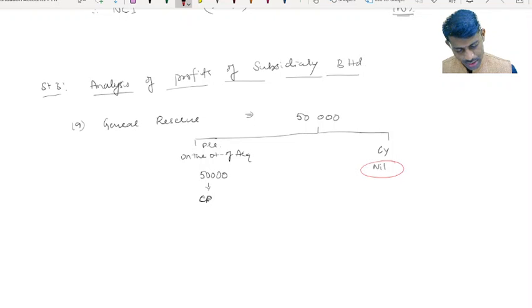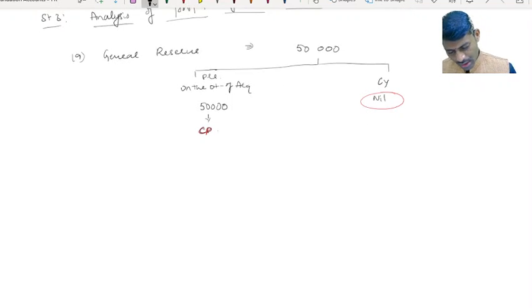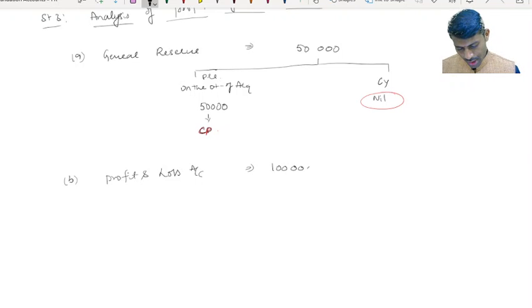So this is nil. This is capital profit. Next, let us go to the P&L. Sorry, check, is there any revaluation? No, in this problem nothing. So therefore, I am directly jumping to profit and loss account. How much is profit and loss account? 1 lakh as per the subsidiary balance sheet.